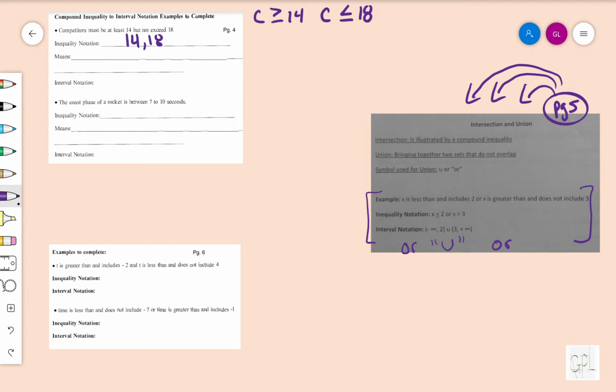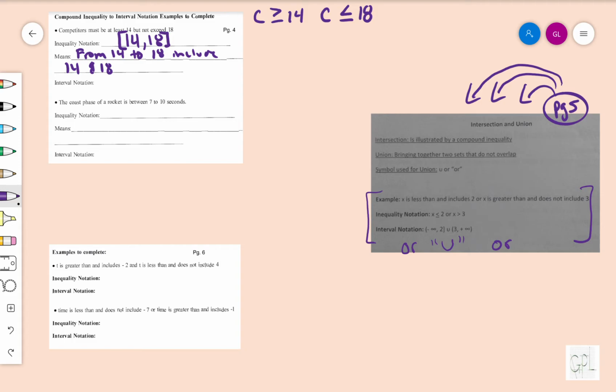So we know they have to be at least 14. So if you are 14, you can still be in this competition. So that means that we want to include 14. And they cannot exceed 18, but you can be 18. So this inequality notation means that here. So then now what it means is from 14 to 18, we can do years of age, but we'll just go from 14 to 18. We want to include 14 and 18.